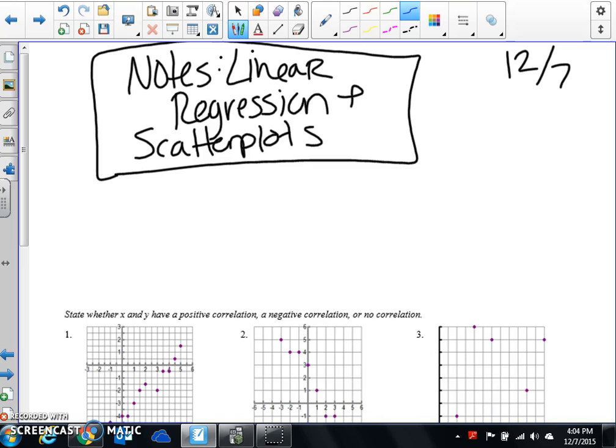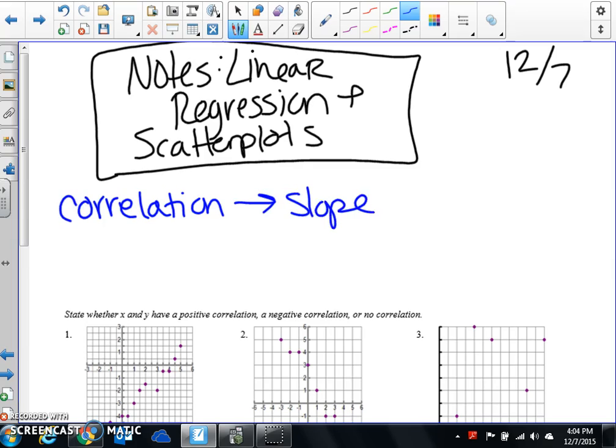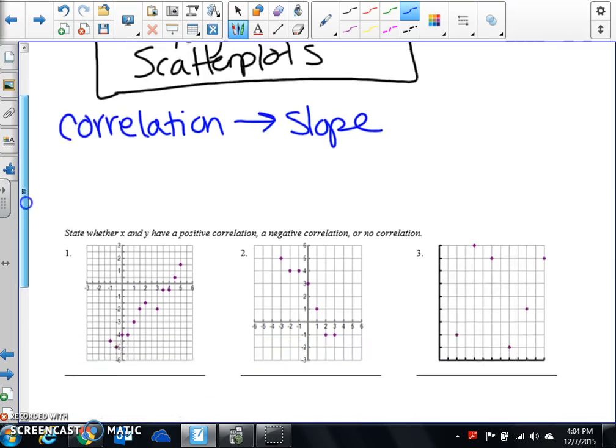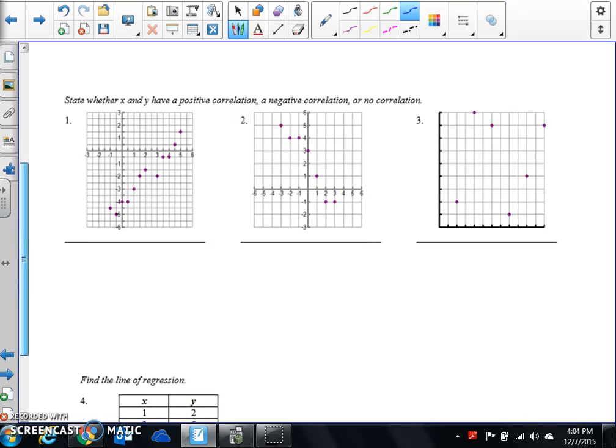All right, in general, for linear regression, correlation is pretty much the same as slope. So for instance, if they ask you, state whether X and Y have a positive correlation, a negative correlation, or no correlation, what you're going to do is grab a highlighter, a pen, whatever, and try to draw the line of best fit. I want to put that line as close as I can to all the points. I'm going to do it for all of them. Here it would be here, and then here.